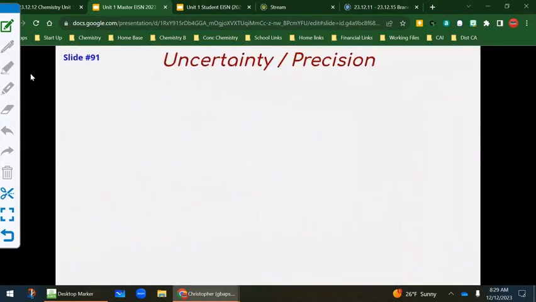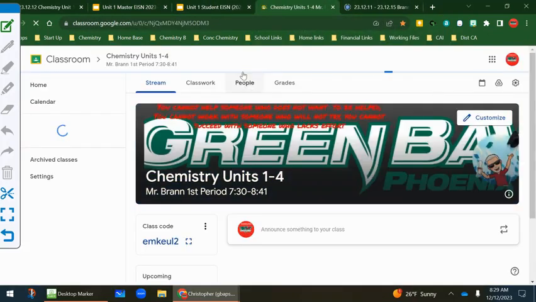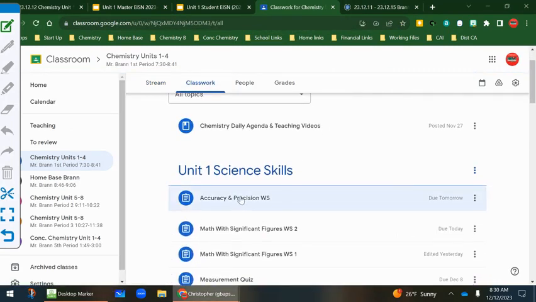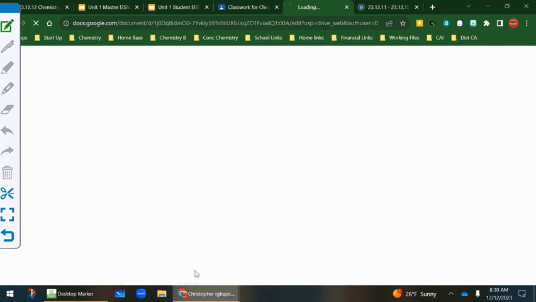All right. We'll get to that in a minute. All right. You've got about 10 minutes, ladies and gentlemen. Let's take a look at the worksheet that you have due today or tomorrow. Google Classroom, classwork. This will not take you long. Accuracy and precision worksheet, ladies and gentlemen.